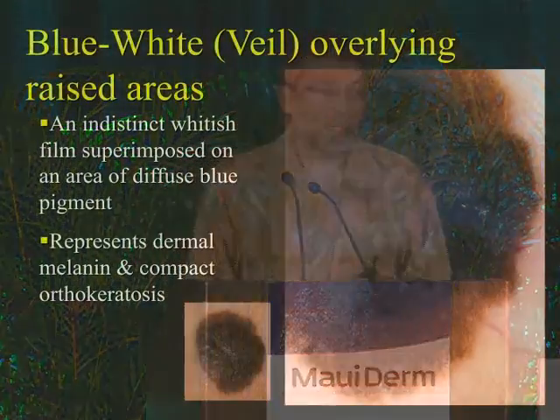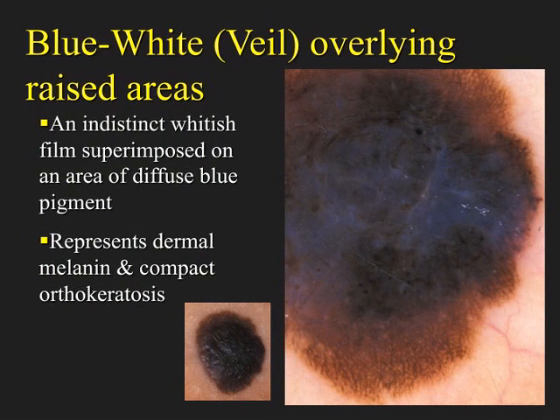Then you have your blue-white veil overlying a palpable portion of the lesion. So you can actually run your hand across this and feel that it's slightly raised. If you see this blue-white veil overlying that, it represents deep melanin and compact orthokeratosis. Those are the two things that contribute to that veil.